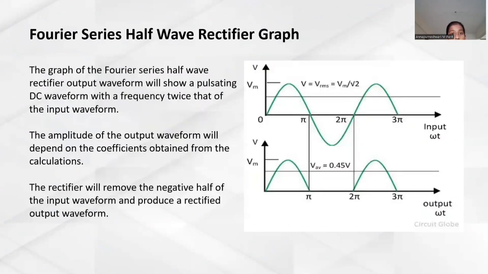The Fourier series half-wave rectifier graph. The graph of the Fourier series half-wave rectifier output waveform will show a fluctuating DC waveform with a frequency twice that of the input waveform. The amplitude of the output waveform will depend on the coefficients obtained from the calculations. The rectifier will remove the negative half of the input waveform and produce a rectified output waveform.